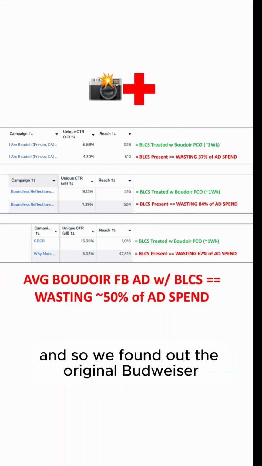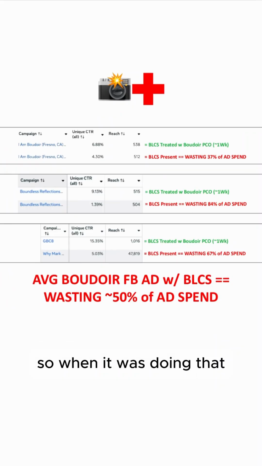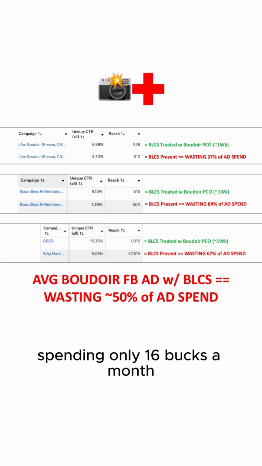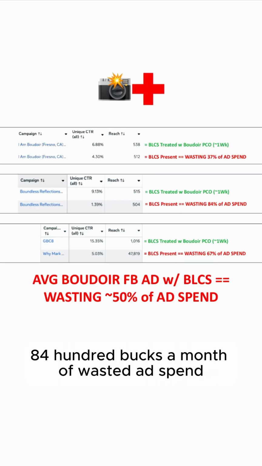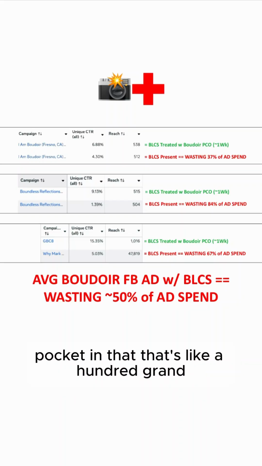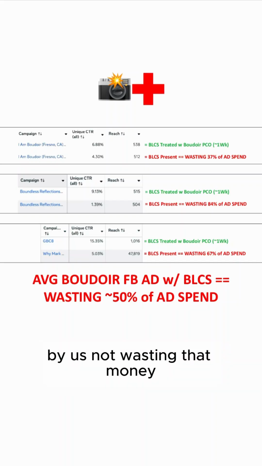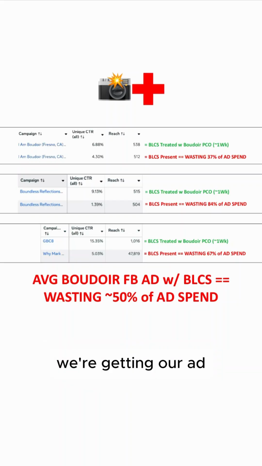And so we found out the original Boudoir Facebook ad was wasting 84% of its ad spend. So basically the original Boudoir Facebook ad spent 10 grand a month. Instead of doing that, we can actually do the Boudoir Pico treated ad spending only 1,600 bucks a month. So what are we doing here? Eliminating that 8,400 bucks a month of wasted ad spend, pocketing that. That's like 100 grand, 100K bonus that we found by not wasting that money and spending 1,600 bucks a month with the new Boudoir Pico treated ad. We're getting our ad into the same number of women's brains as the original Boudoir Facebook ad spending 10 grand a month.